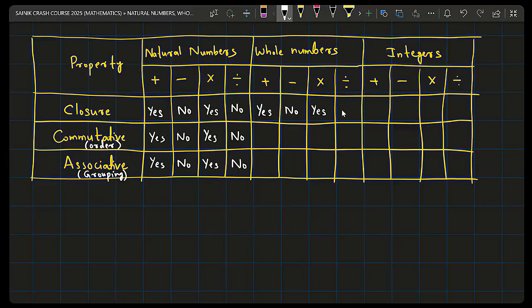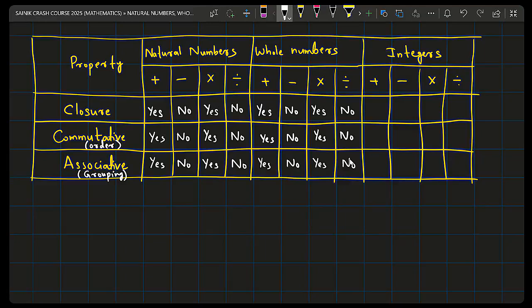Division, no. For example, I'm taking 2 and 7. 2 is a whole number, 7 is a whole number. If I divide, I'll get 2 by 7. But 2 by 7 is not a whole number. Commutative property, addition, yes. Subtraction, no. Multiplication, yes. Division, no. So same as natural numbers, you can check by taking some examples. And associative property, same as natural numbers, that is addition yes, subtraction no, multiplication yes, division no. Next, integers you can check.